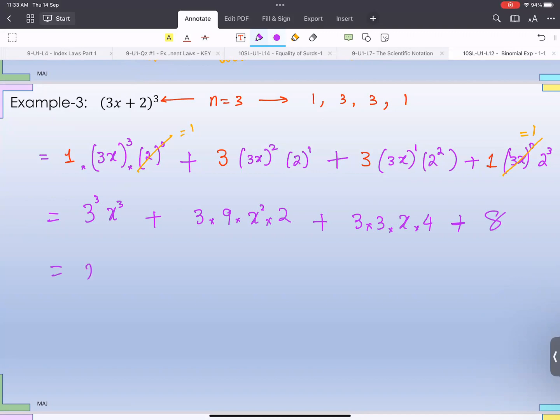So that is 27x cubed plus 3 times 9, 27, 27 times 2, 54x squared, plus 3 times 3, 9, 9 times 4, 36x, plus 8. Okay, so that is (3x + 2), the whole cube expanded. The next question.